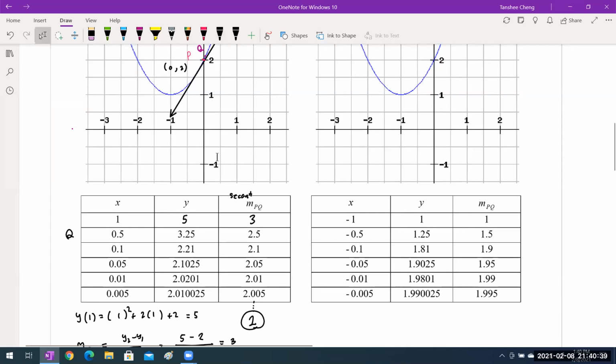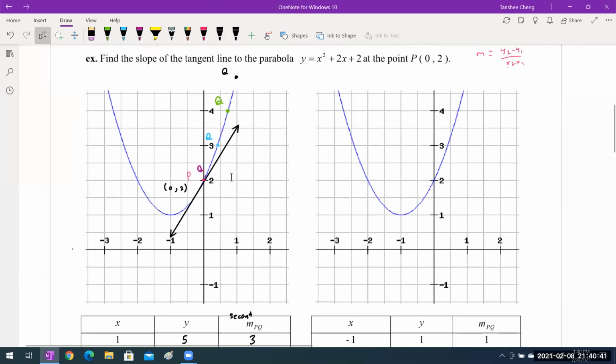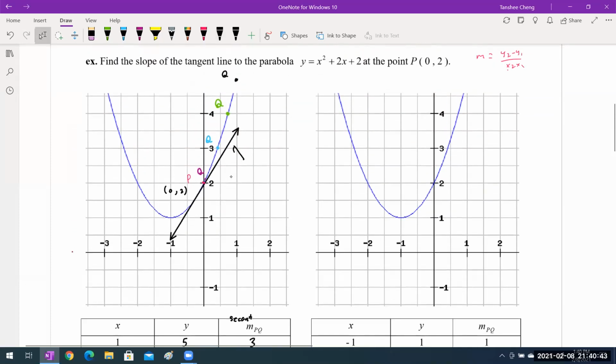So what I can do is estimate that, hey, the slope of the tangent line is probably 2. That's the estimation. And this is a very important idea. This idea is going to lead us into the next sections, which is the main core of chapter 1 in Cal 1, and everything after that follows.